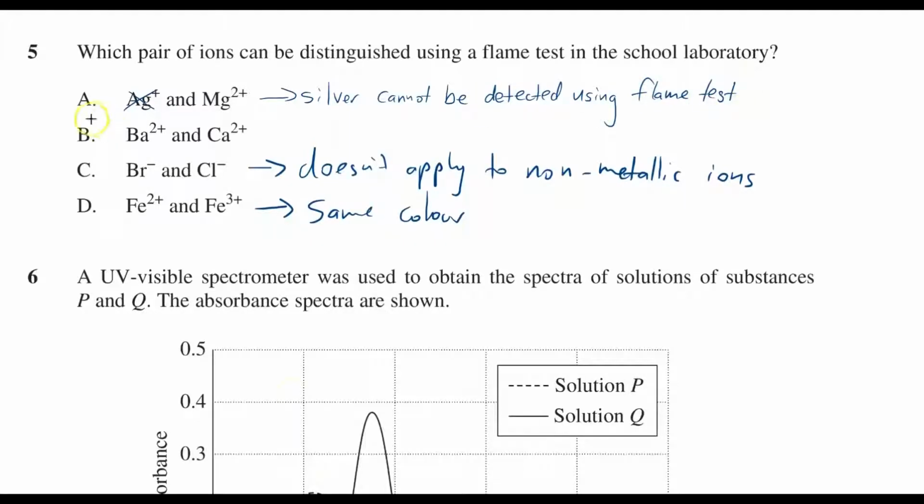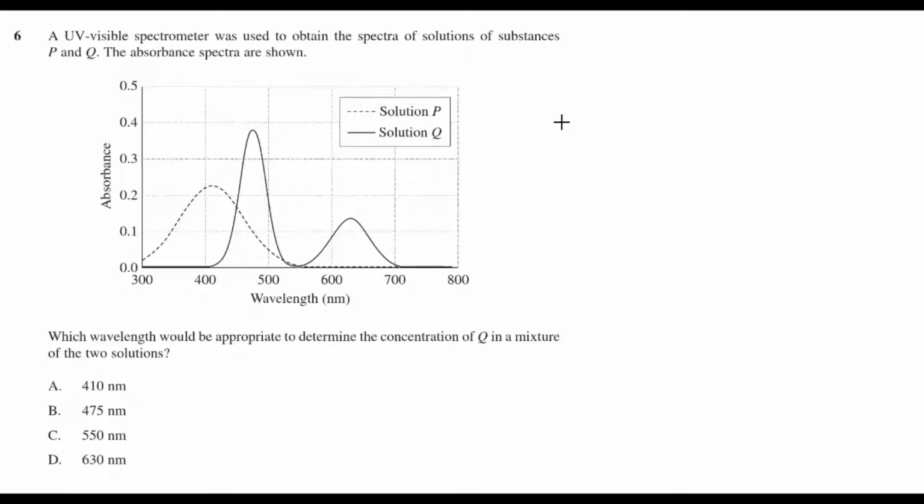Therefore, option B is the answer, as it's the only one to have 2 metals that will produce visible colors in the flame test. Question 6 then states, a UV visible spectrometer was used to obtain the spectra of solutions of substances P and Q. The absorbance spectra are shown.